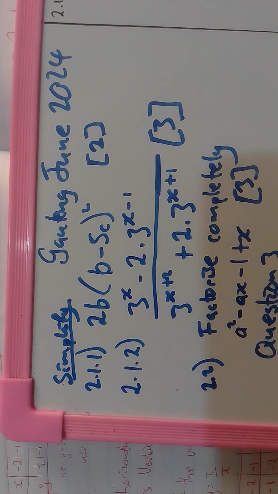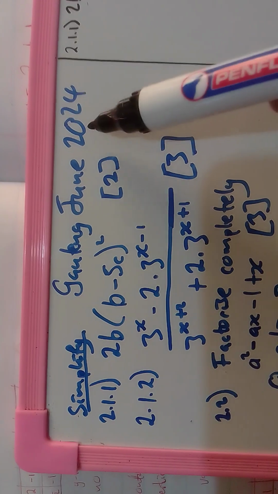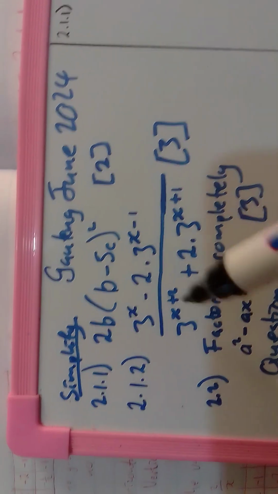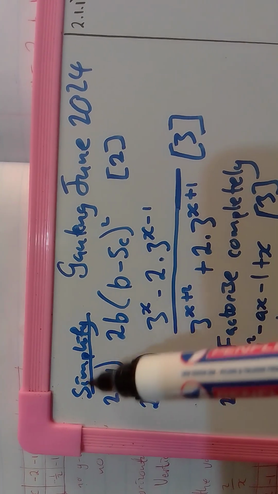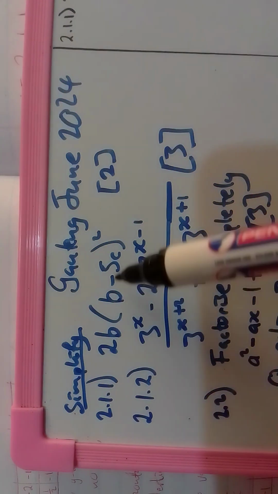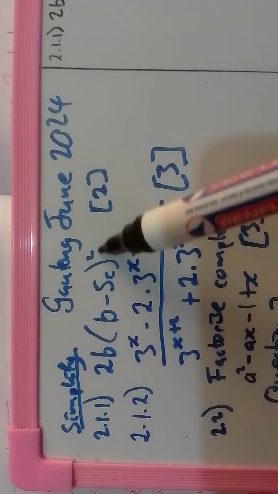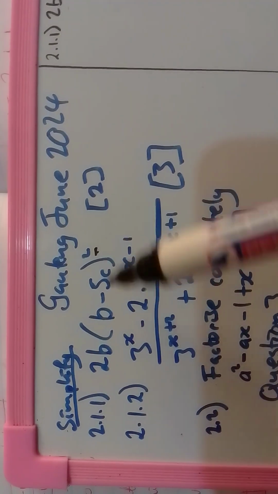Alright, welcome to a past exam paper that was written in Gauteng in the year of 2024 in the month of June. So this is paper 1. We are going to start off with question 2, whereby you are required to simplify. So they say 2b open bracket b minus 5c close bracket squared. We both know that this squared means what? You must write b minus 5c twice.